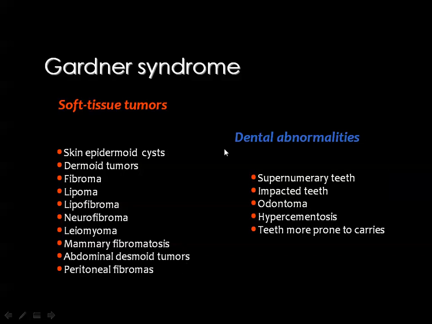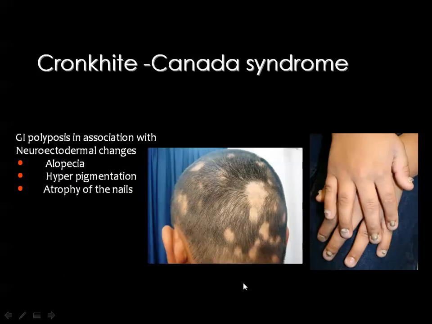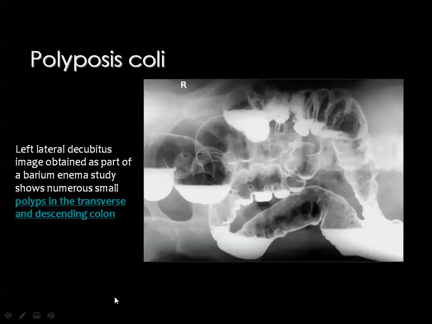And these are some of the dental abnormalities also seen in this syndrome, like supernumerary teeth, impacted teeth, odontoma, hypercementosis, and teeth more prone to caries. Cronkhite-Canada syndrome is one of the colonic polyposis syndromes, which is characterized, together with the polyps in the colon, by alopecia, hyperpigmentation, and atrophy of the nails. These are the findings seen in this particular syndrome together with the colonic polyps.